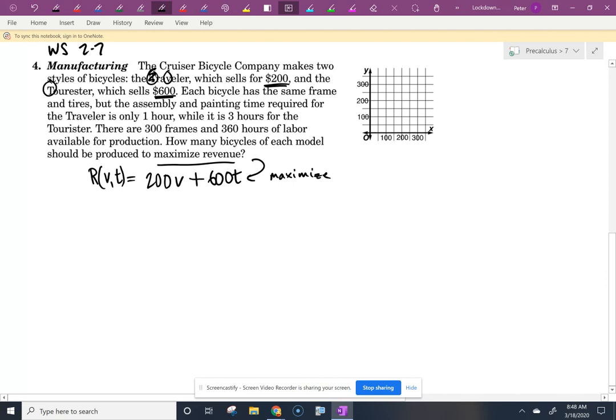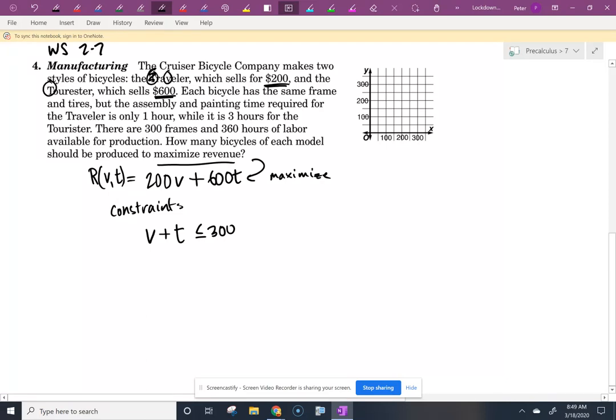We only have 300 frames. And that means that we can only build 300 bikes. So some of our constraints would be however many Travelers you build plus how many Touristers you build, that's going to have to be less than or equal to 300. I can't build more than 300 because that's the only amount of frames I have.